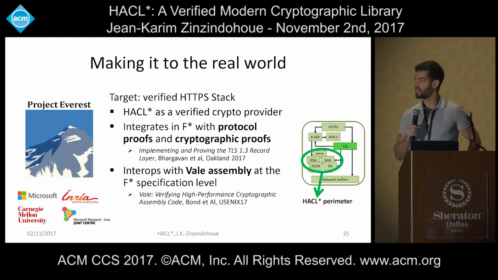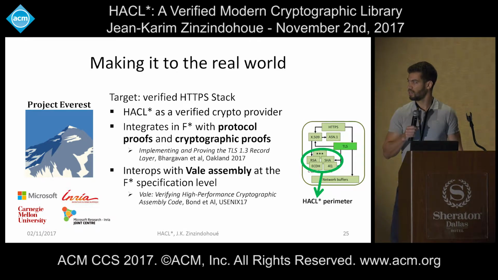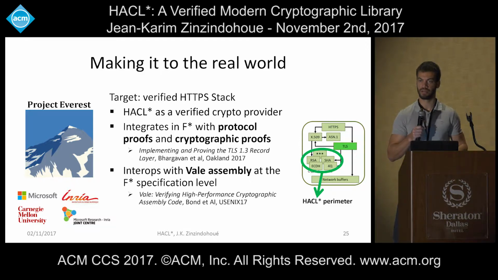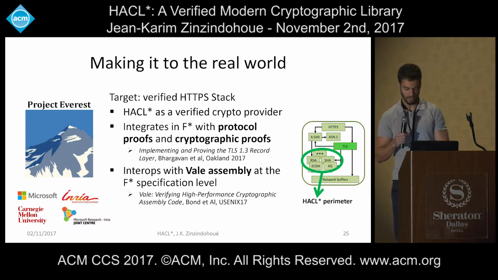An instance of that is a paper that was presented at Oakland this year on implementing and verifying the TLS 1.3 record layer, which uses the actual HACL primitives. And lastly, the Vale assembly language also has a specification in F-star, which means that for the primitives for which Vale would be faster than HACL code, for instance, we can share common specifications so that HACL and Vale can interact.